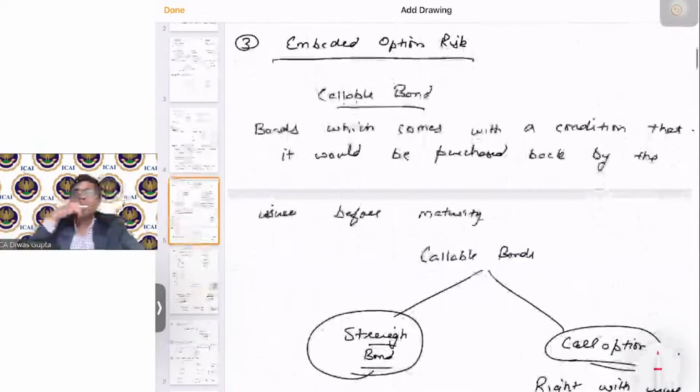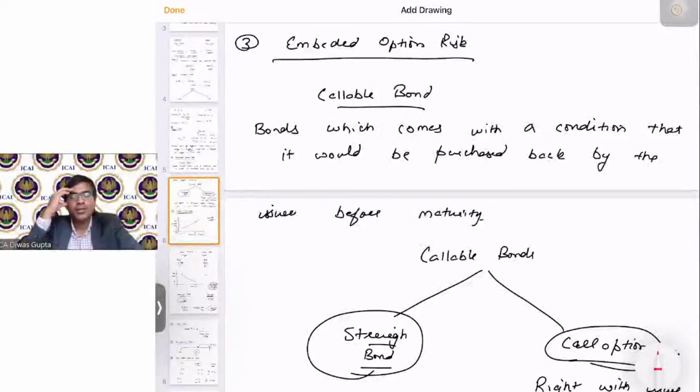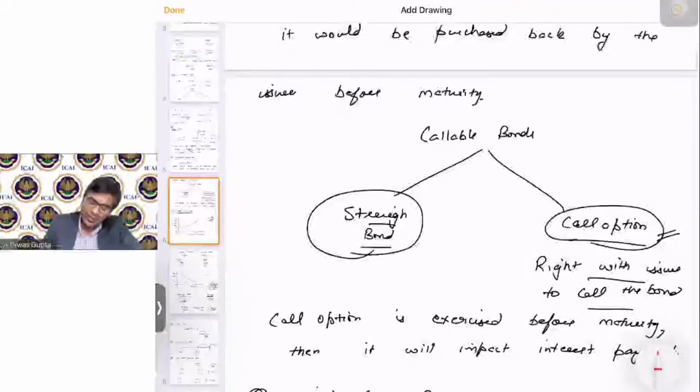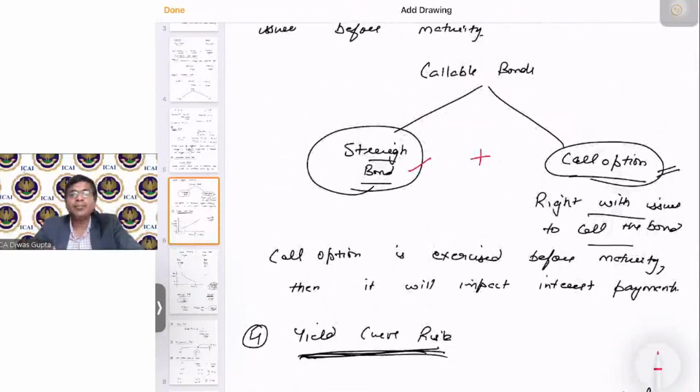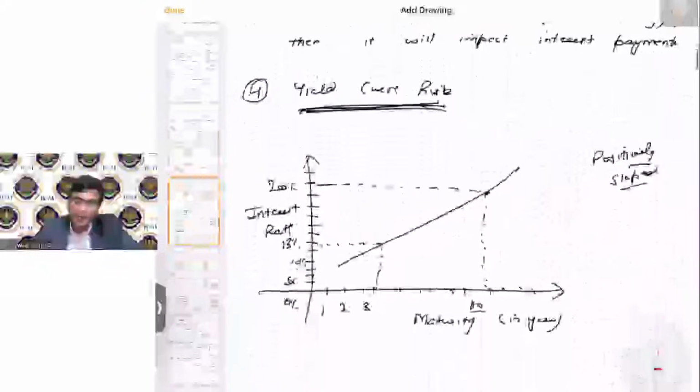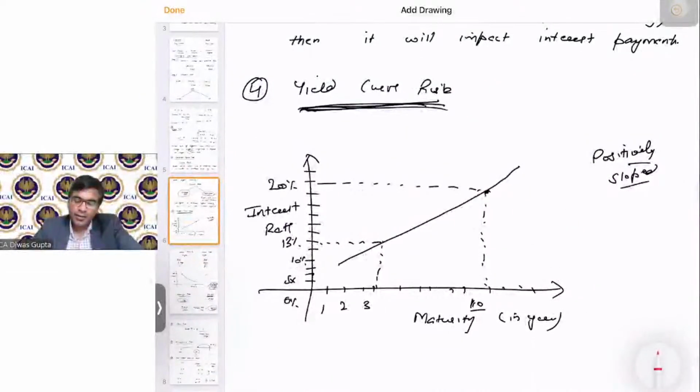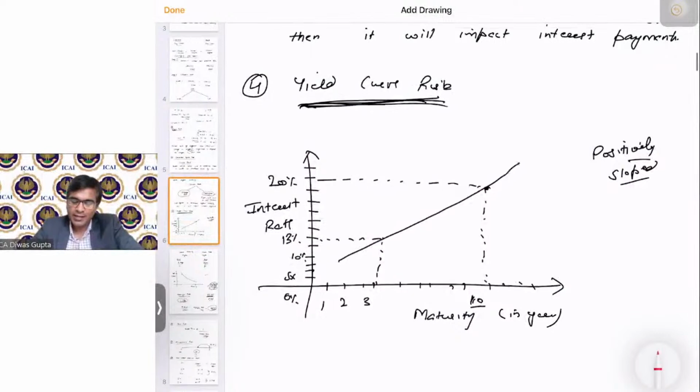We studied about embedded option risk. Embedded option we understood through an embedded instrument called a callable bond, which we said has two features. One, it is a straight bond, plus there is a call option with the issuer to call back the bonds at any point of time. And if the bond is called back, then the risk of losing out on earning interest arises, and hence it is a type of interest rate risk.